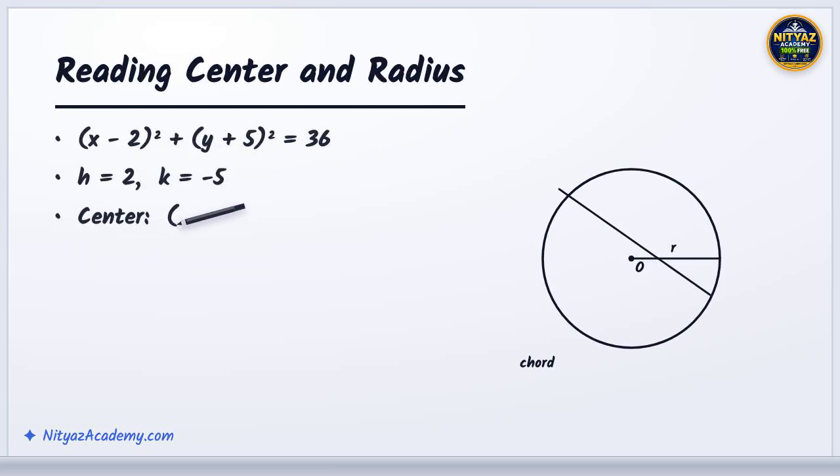We have (x − 2)² + (y + 5)² = 36. The x minus 2 gives h equals 2. The y plus 5 is really y minus negative 5, so k equals negative 5. The center is (2, −5). And r squared is 36, so the radius is the square root of 36, which is 6.